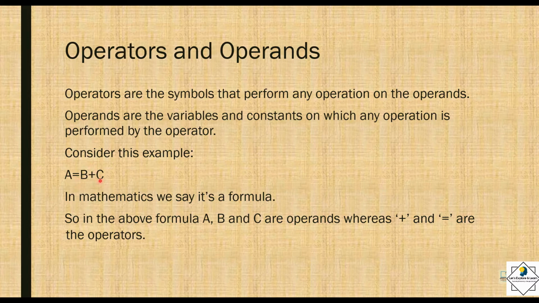So this operator plus is adding B and C. B and C are the variables, the operands, and on B and C the plus is operating and performing an operation. This is exactly addition, and the result of that will be stored in the variable A. So equal to is giving the sum to the variable A. Equal to and plus, these two are the operators in this example, and A, B, C are the operands.